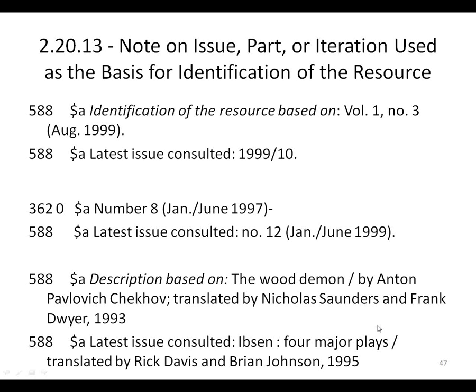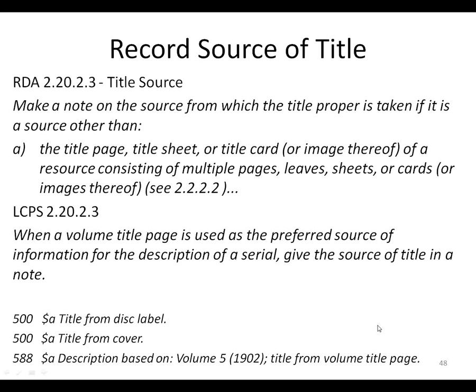In these examples, the terms are abbreviated because that's how they appear on the pieces from which they are transcribed. I have a note in the slide to that effect. The last example is an example of an unnumbered serial, which has been cataloged as a serial. So it's a monographic series that's been cataloged as a serial. So you have your description based on the latest issue consulted. You use the entry authorized access point rather than any type of numbering to identify the issue.